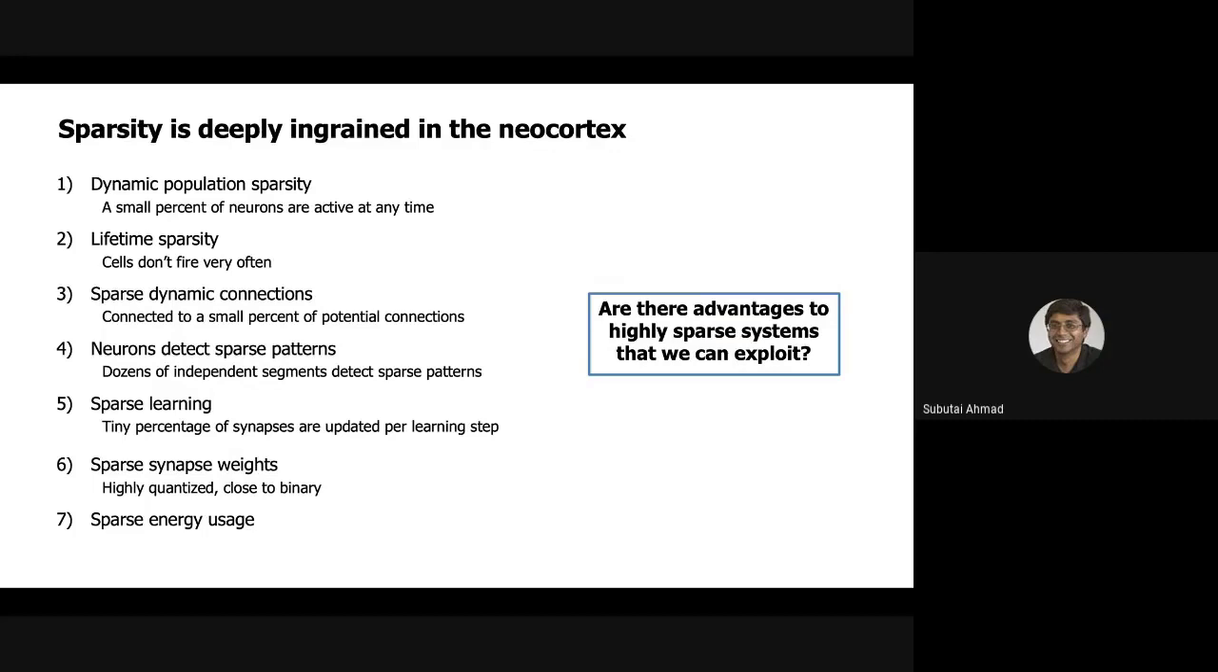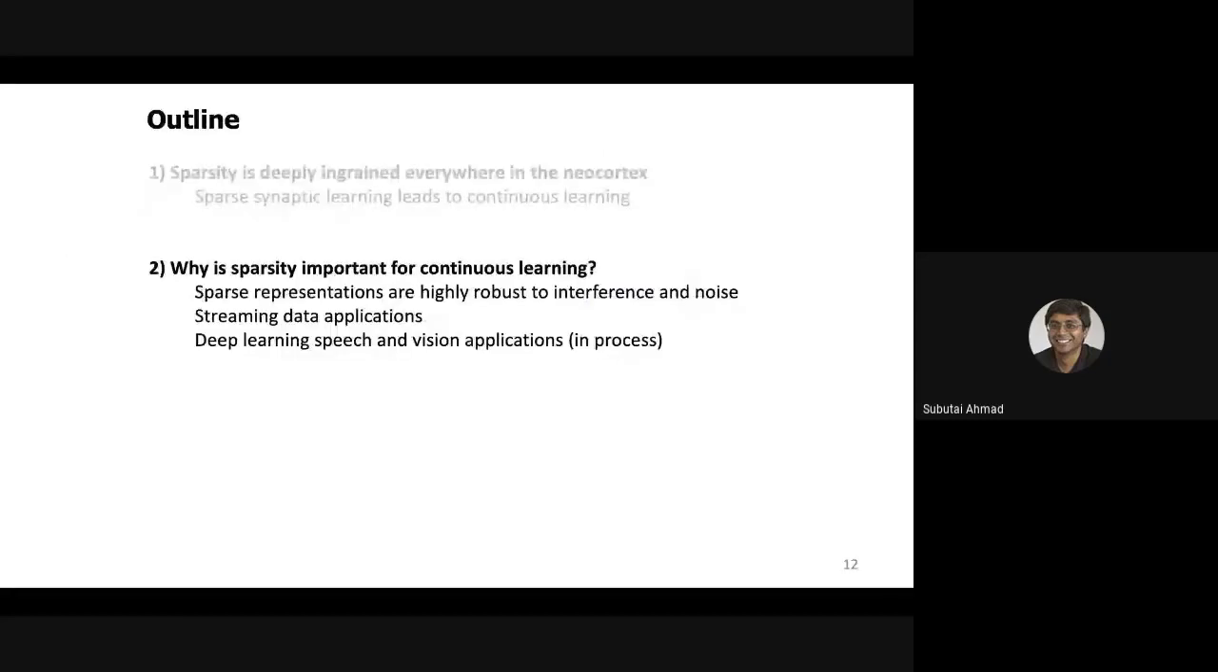At Numenta, we've been working on this for a while. We think there's a whole list of things that are critical to building intelligent systems that are realized through sparsity, including computational efficiency and a bunch of other things. The thing I'm going to focus on, of course, is continuous learning here. So in the second part of this talk, I'm going to take aspects of what I've talked about already and try to understand, is sparsity important for continuous learning? And how can we build continuous learning systems that exploit these properties?